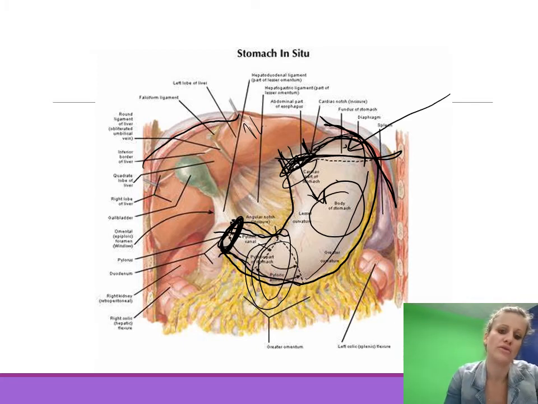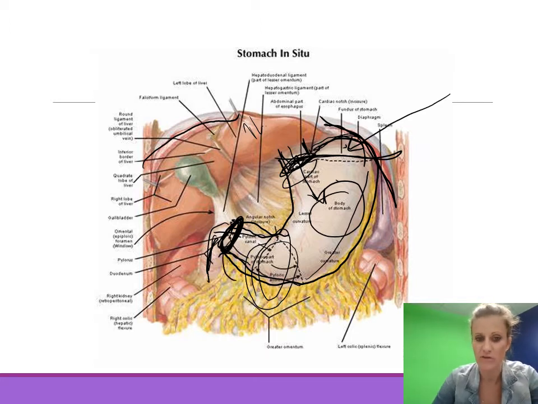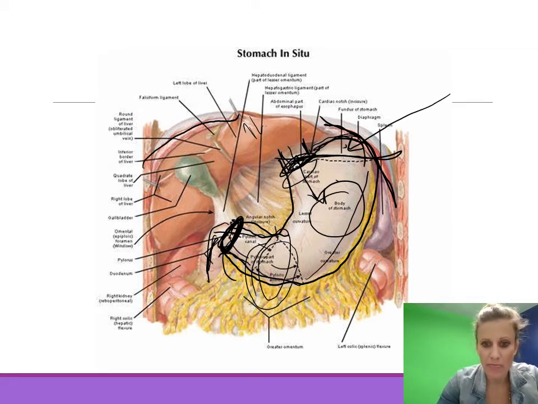And that controls flow from the stomach into the duodenum, right? And this is the duodenum, the first section of the small intestine. This is the lesser curvature, right? And then the other side's the greater curvature.